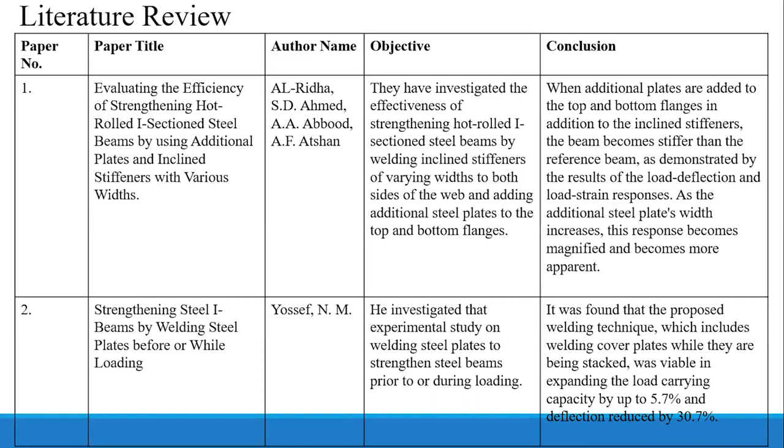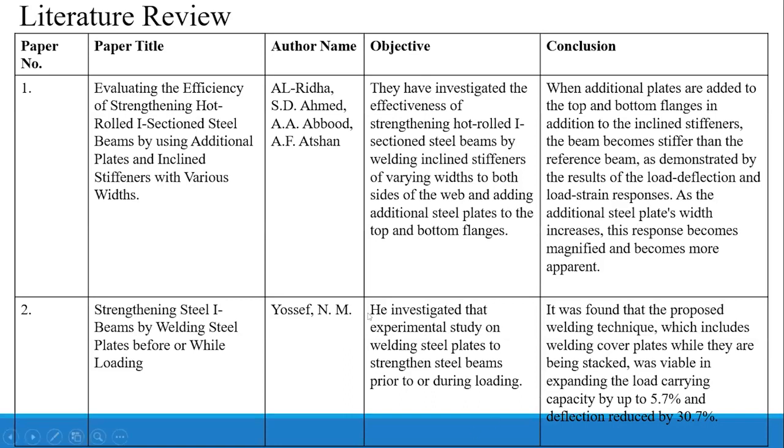They concluded that as per the load-deflection and load-strain responses, the result shows that when additional plates are added on the top and bottom of the flanges along with inclined stiffeners, the beam becomes stiffer than the reference beam. And when the additional plate width is increased, the result is more magnified and more apparent.